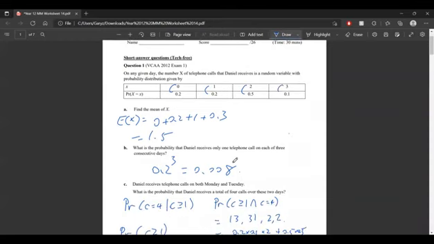Question B, what is the probability that Daniel receives only one phone call on each of the 3 consecutive days? So we know that for one day, the probability is 0.2. So for 3 days, it's 0.2 to the power of 3, which is 0.008.